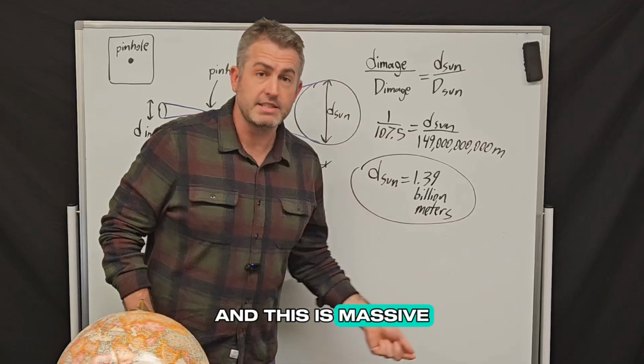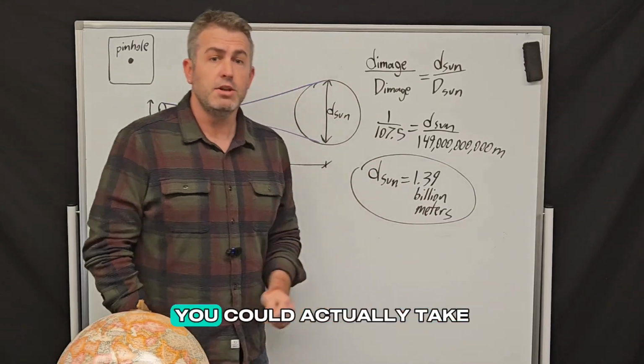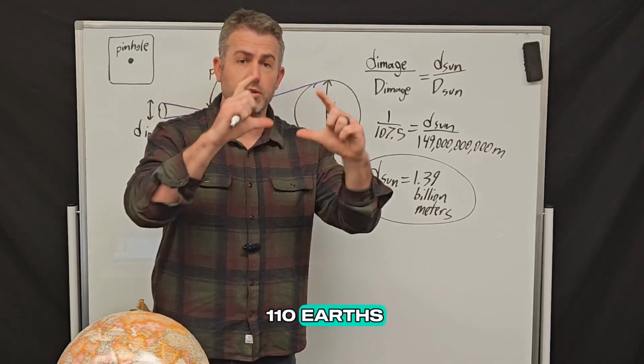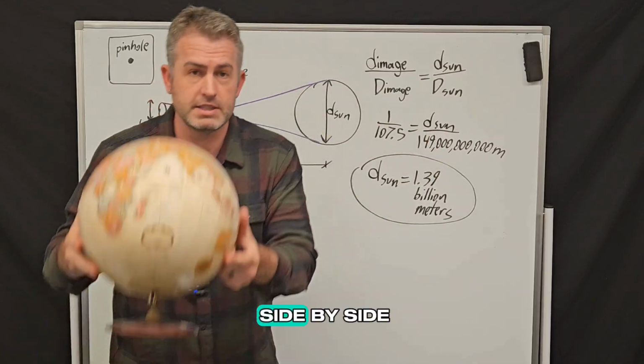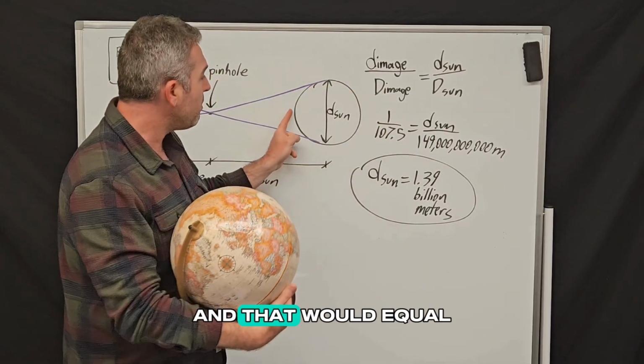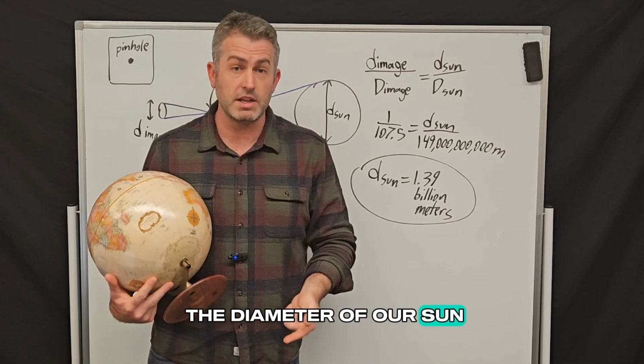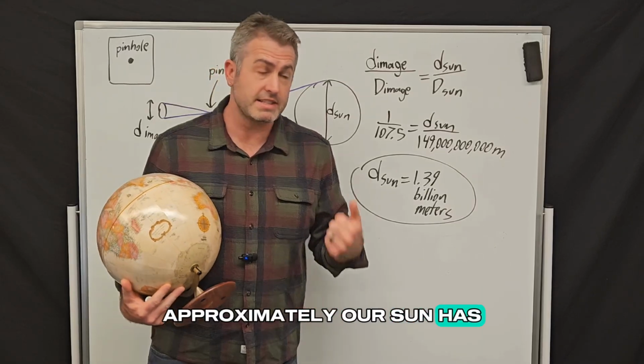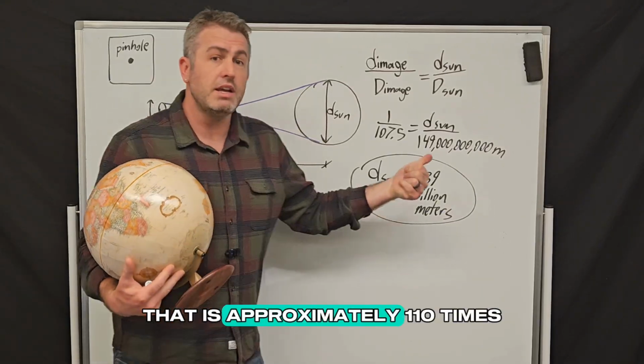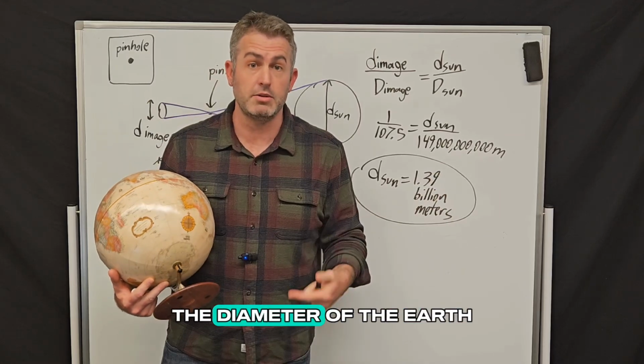And this is massive. What this number means is you could actually take 110 Earths and line them up side by side, and that would equal the diameter of our sun approximately. So our sun has a diameter that is approximately 110 times the diameter of the Earth.